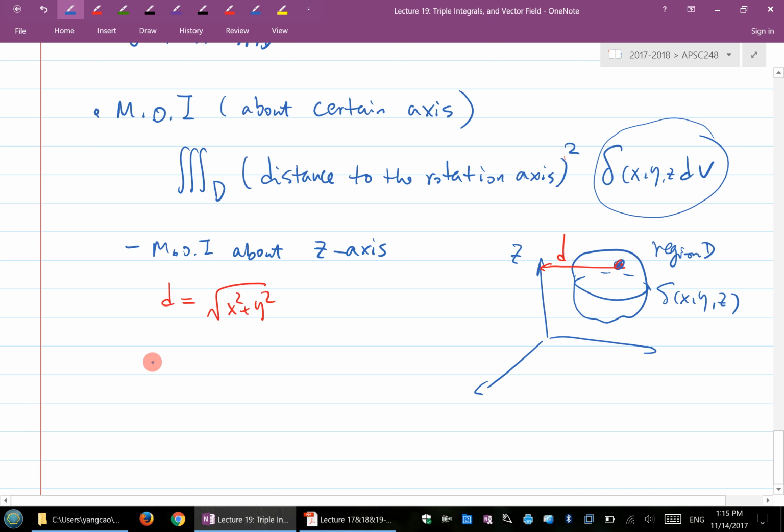So basically your moment of inertia here is the square of this, which is x squared plus y squared, times delta(x, y, z) dV. That's how you can get this moment of inertia. We typically write Iz to represent this moment of inertia.